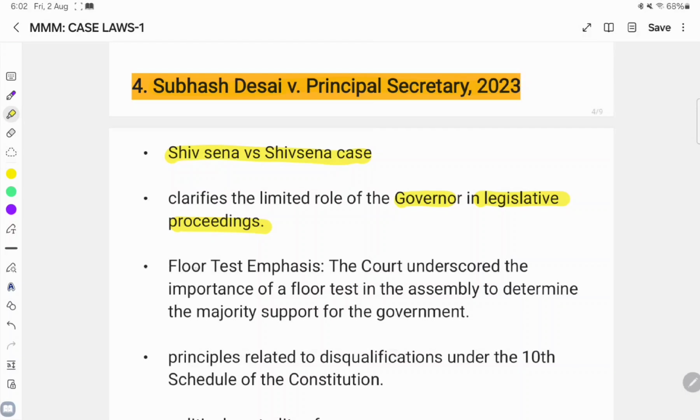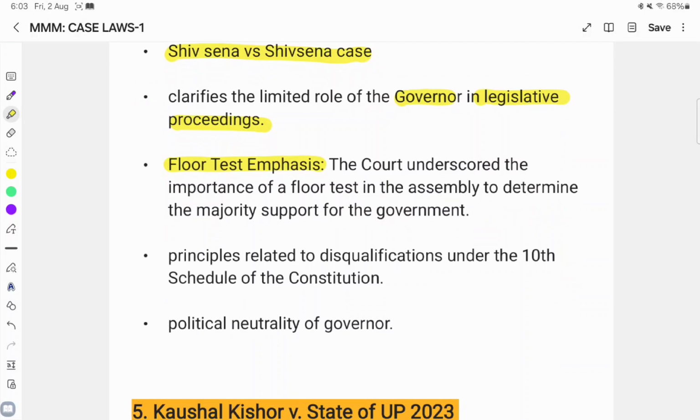Second, the Supreme Court emphasized the importance of the floor test in the decision making process in the legislature or in the Parliament or state legislatures. Third, here they have reiterated the principles related to disqualification under the 10th Schedule, that is the anti-defection law. Last is that the political neutrality of the Governor is very important. This point you can use not only in GS2 but also in GS4, where we have the topic of neutrality.